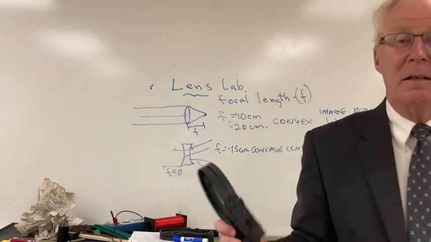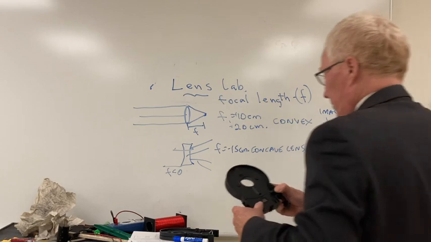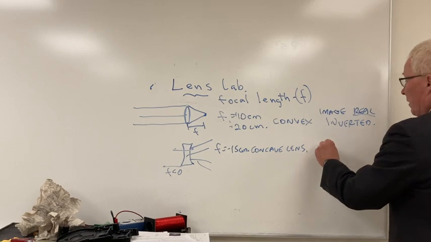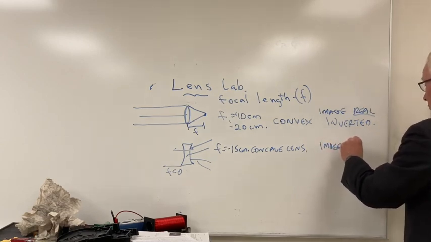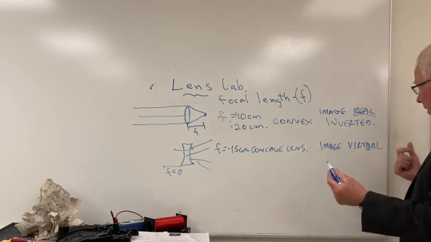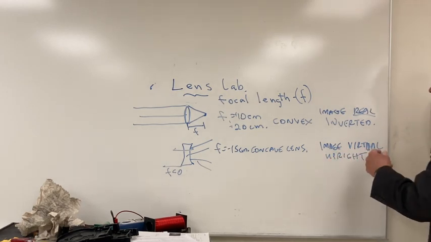A concave lens, on the other hand, like this one, when you look through it, the image is still right side up, right? We cannot form a real image with a concave lens. So the image is what we call virtual, meaning you can't show it on the screen. You can see it through your eye and it'll be upright. So that's the first thing here.